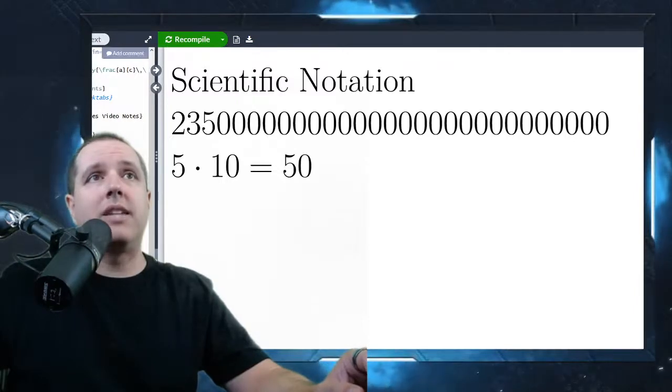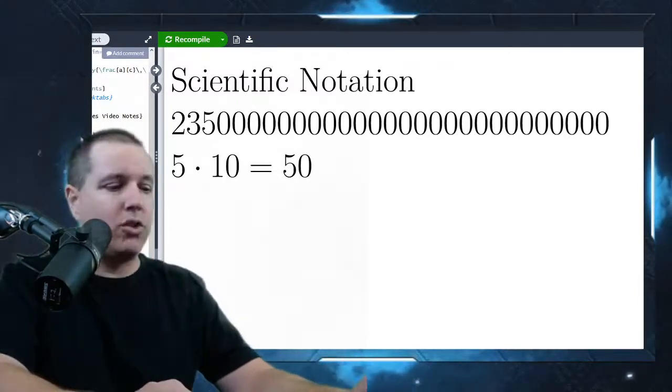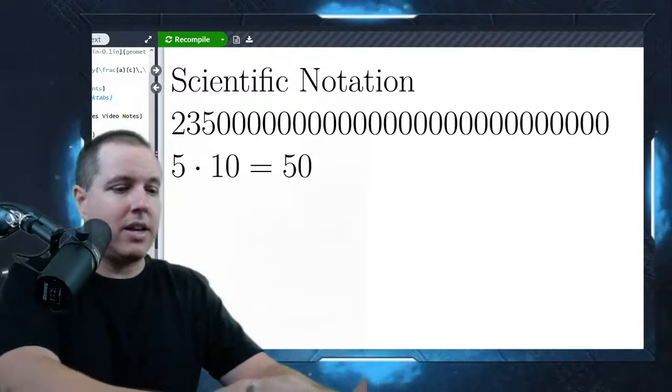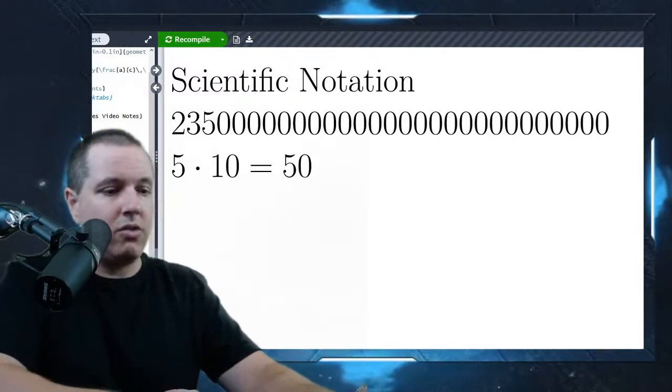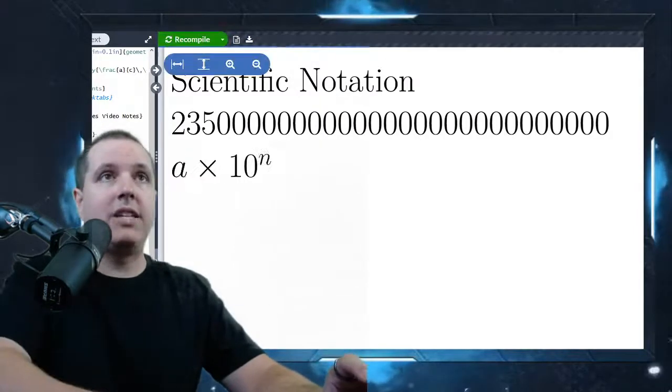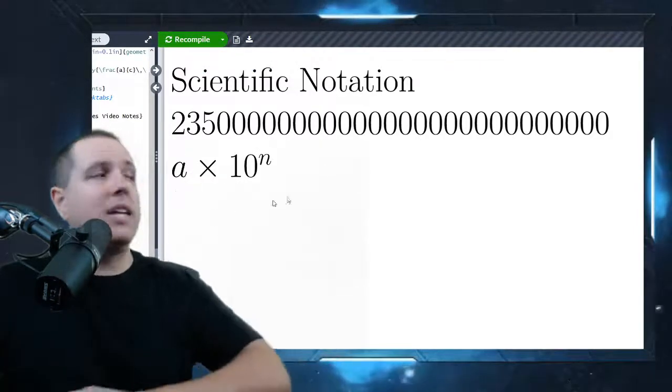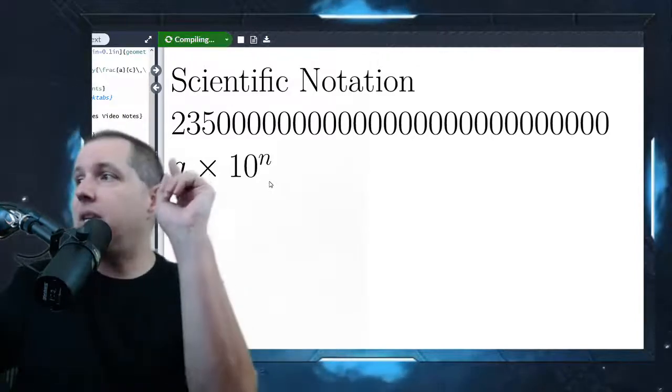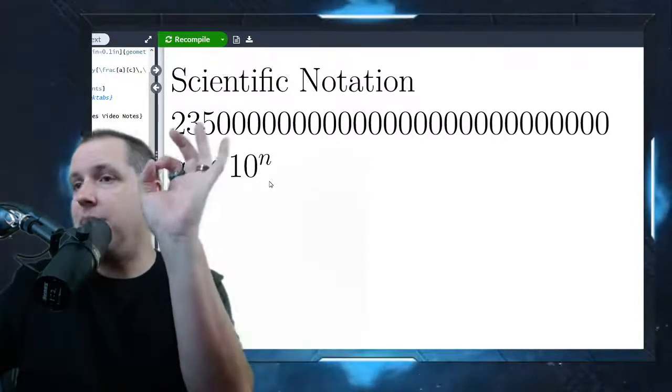Let's write it as scientific notation. In scientific notation, we usually write this as A times 10 to the n. That's the proper form for scientific notation: A times 10 to the n. But we have some conditions here because we have to keep things strict.